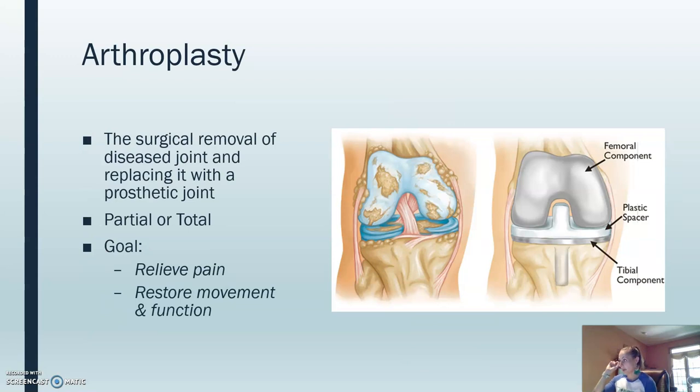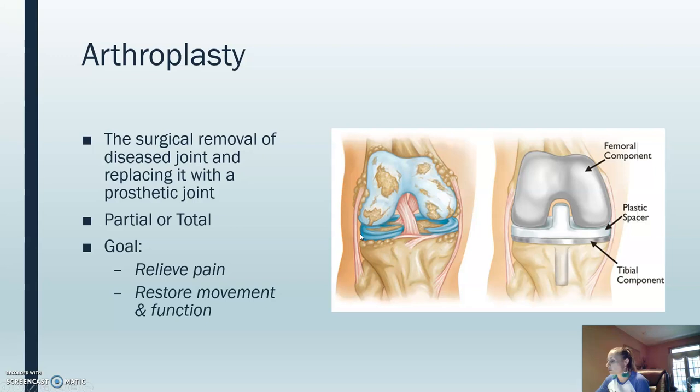So arthroplasty means a joint replacement. So we may remove the cartilage in the area that's diseased. So you can see here cartilage starts wearing down. You start having bone rubbing on bone, and then you get these little bone spurs. Those are very painful and they limit movement. So our goal with a joint replacement is to reduce pain and to restore function.